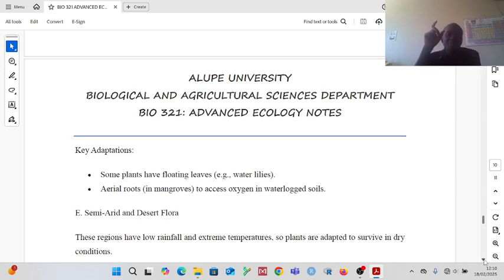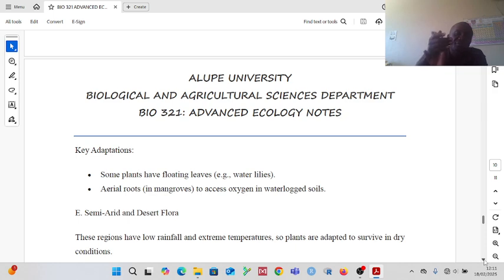The key adaptations now of the plants you find in the wetland and riverine flora, we will find that some of the plants will have floating leaves. If the leaves are not able to float, then if the leaves are held within the water, okay, there will be problems for the access, for example, to sunlight. So for example, the water lilies, their leaves have to float so that they have an increase in the access to sunlight.